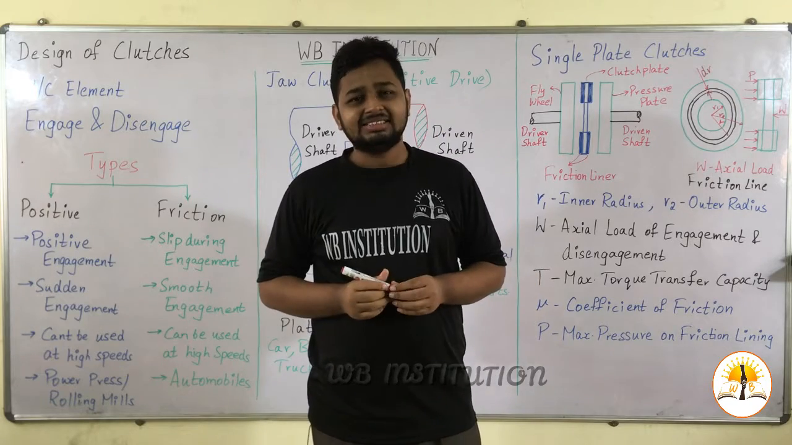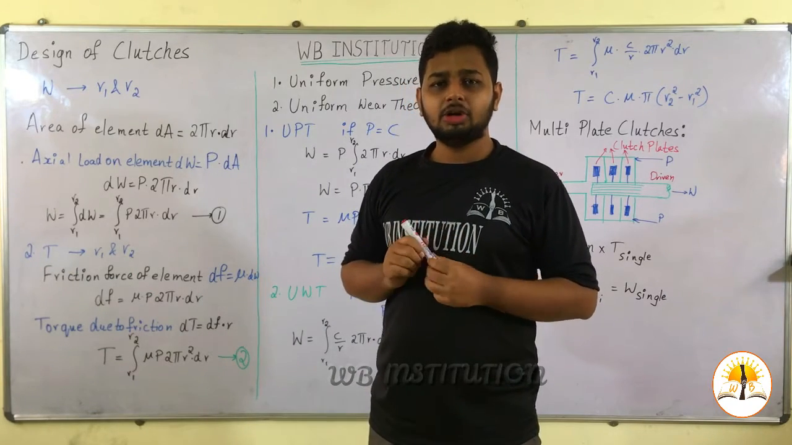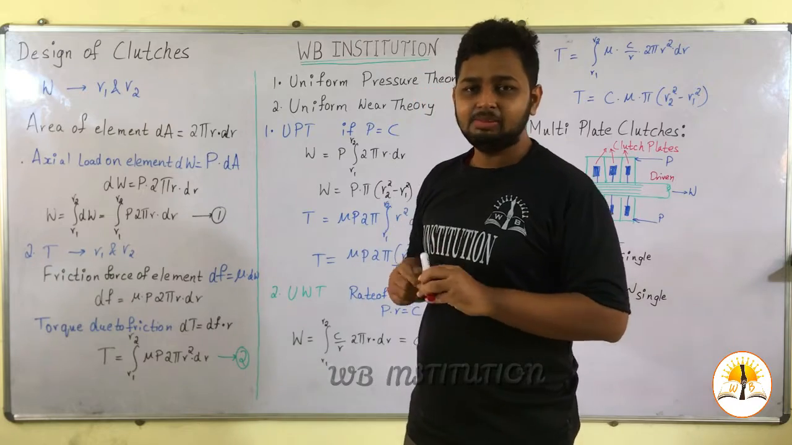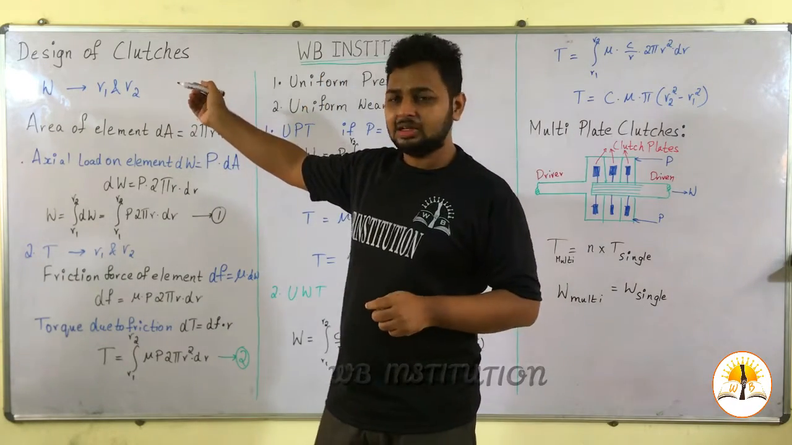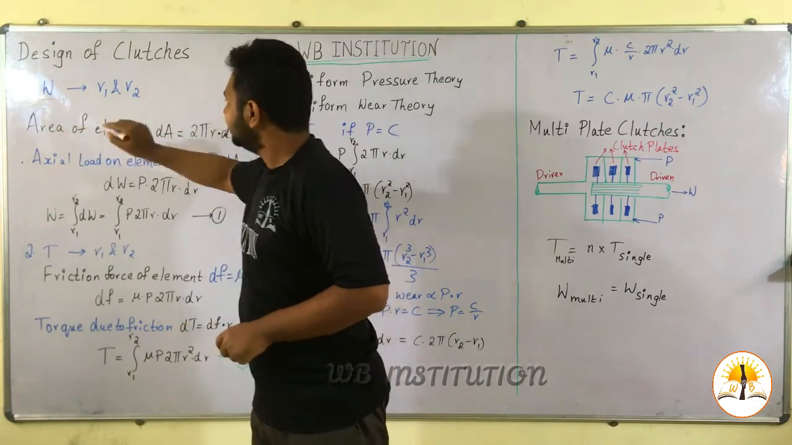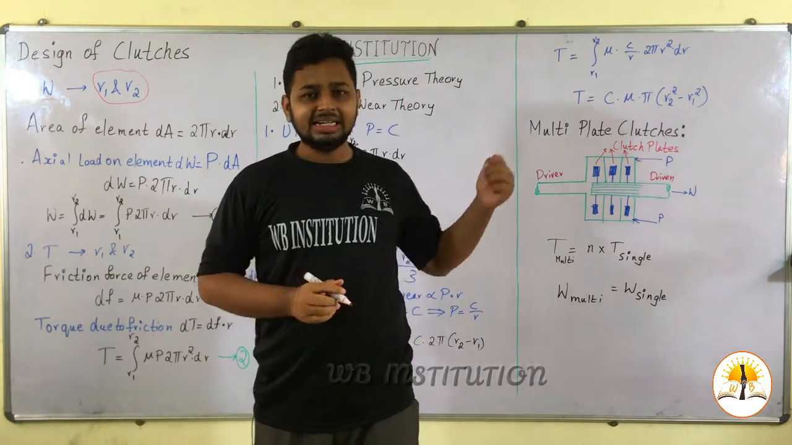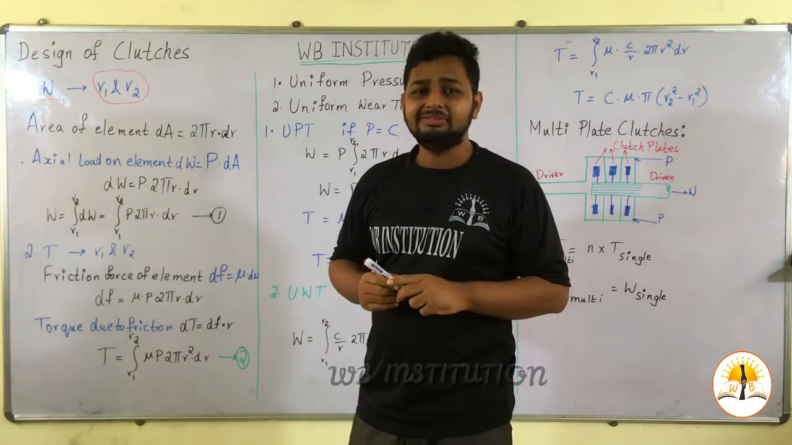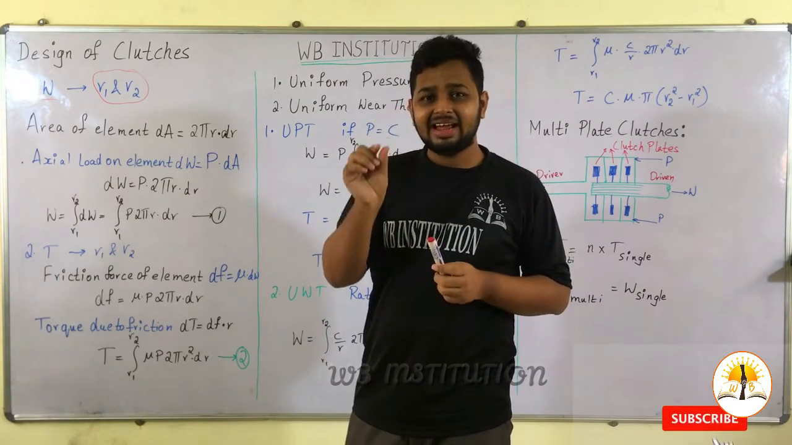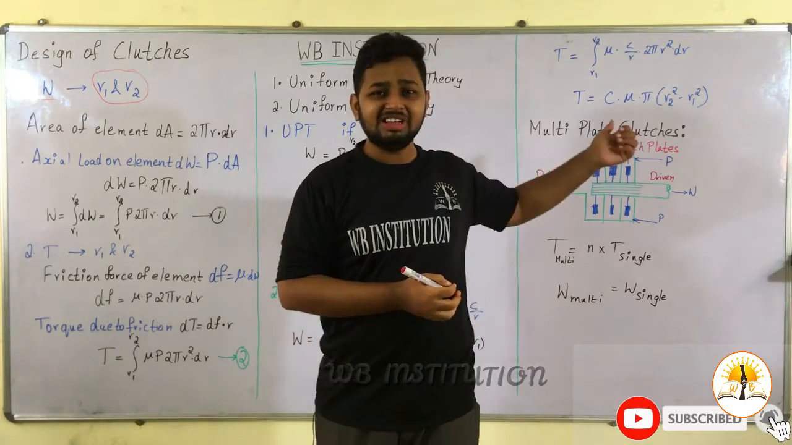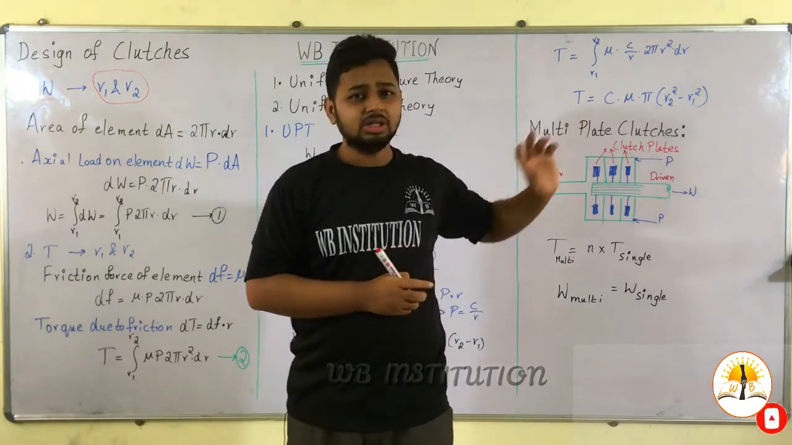In the previous classes we have discussed the earlier topics. Now let us calculate the axial load and the amount of torque transmitted in single plate friction clutches. Here we have to calculate the axial load, that is W, with respect to R1 and R2. We have seen in the diagram previously that we cannot concentrate on the whole element. Let us take a single element, that is a strip, which we have shown in the previous note.